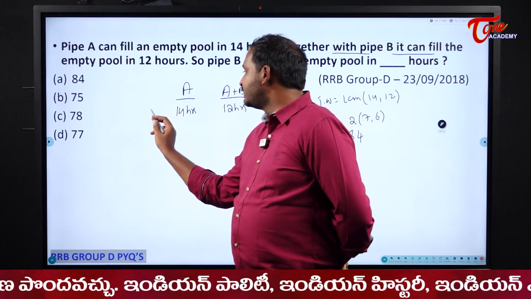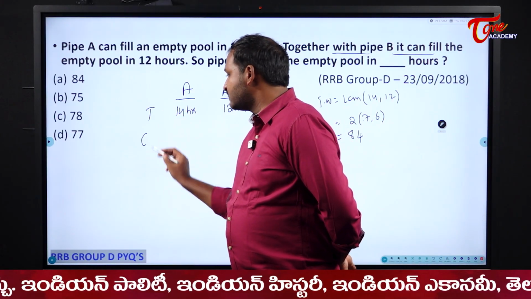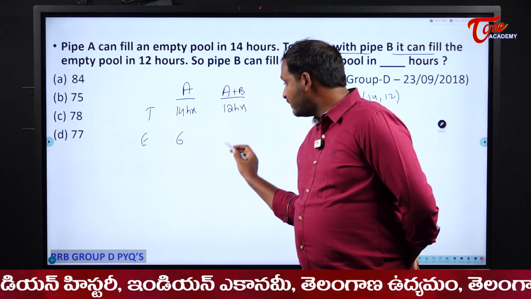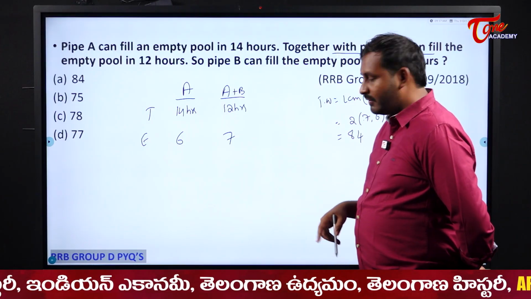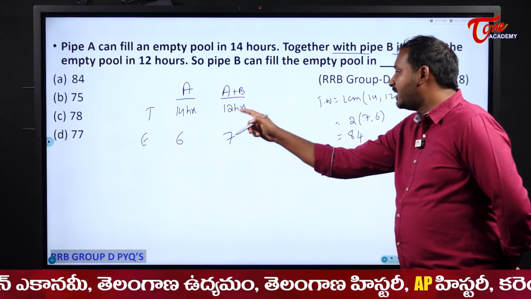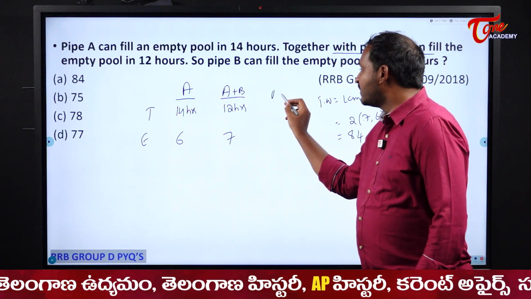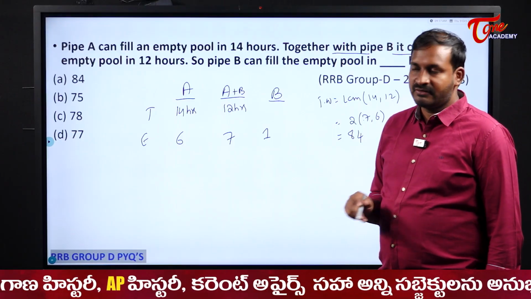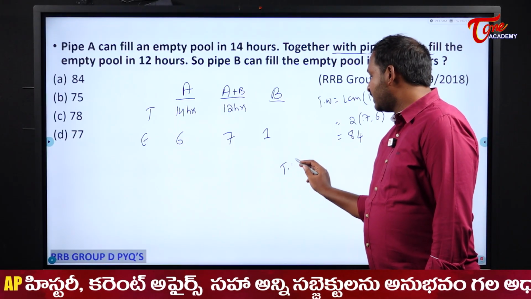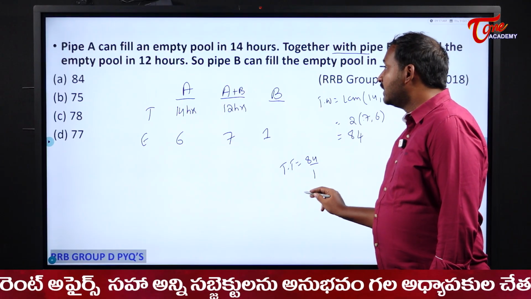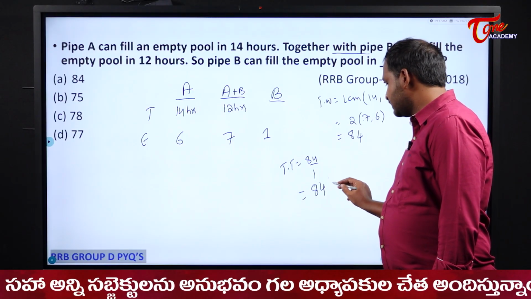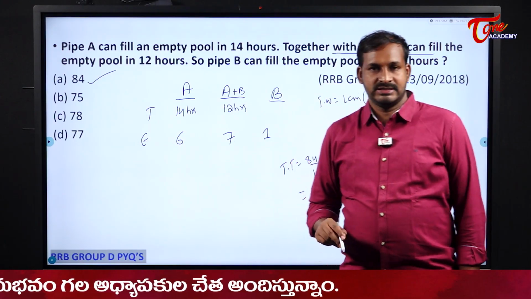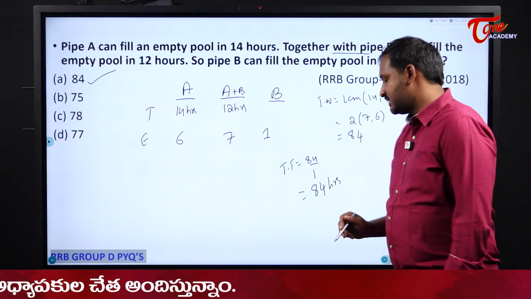So now what happens to their efficiencies? Efficiency of A will become 6. Efficiency of A plus B together will become 7. Why? Because 84 by 14 is 6, 84 by 12 is 7. So what will be the efficiency of B here, students? 1. So with 1 efficiency, 84 work will be done in what time? Time taken is 84 by 1, which is 84 hours. So pipe B can fill the tank in 84 hours.